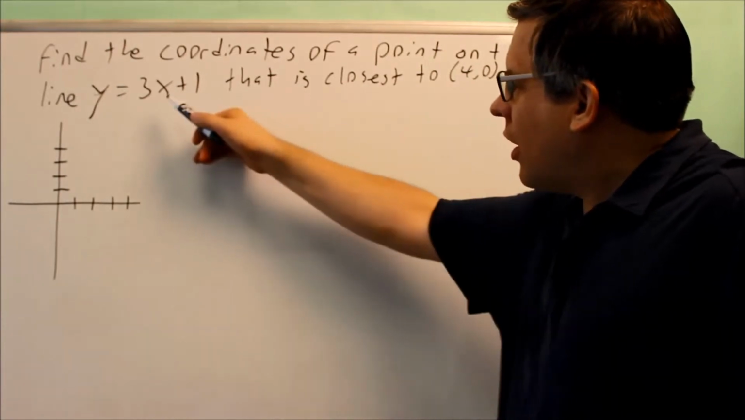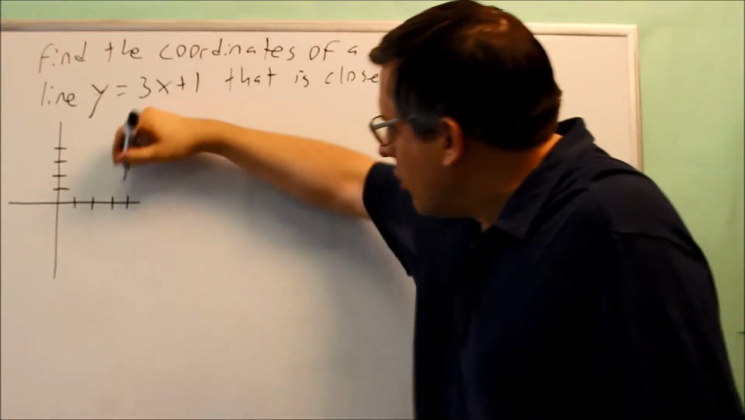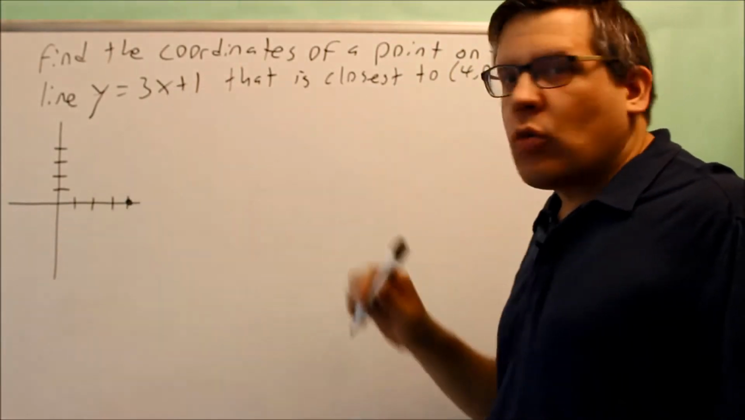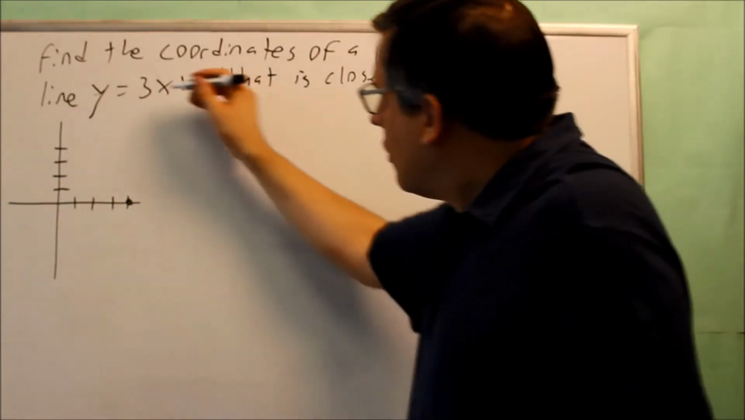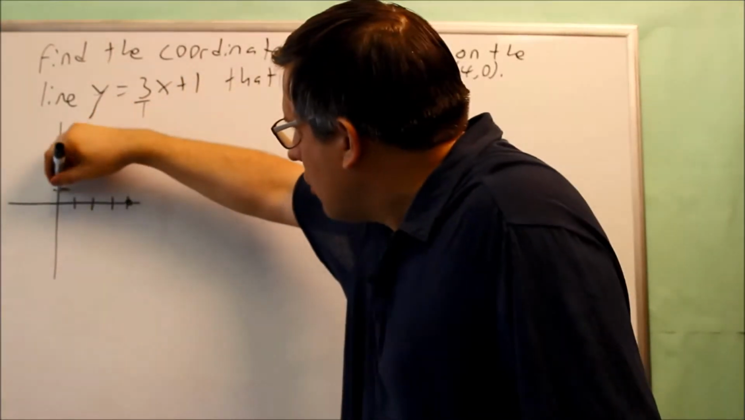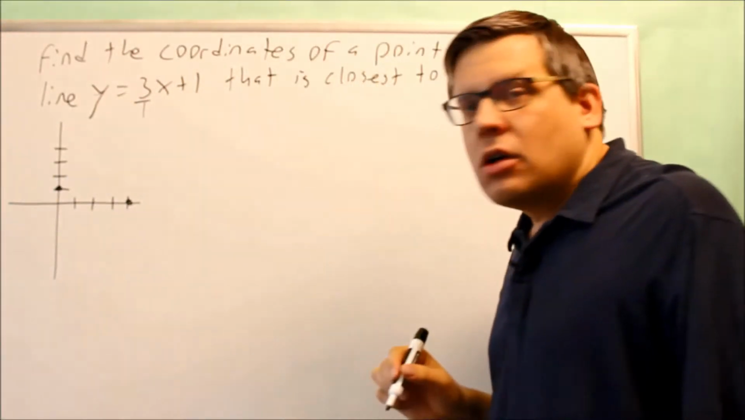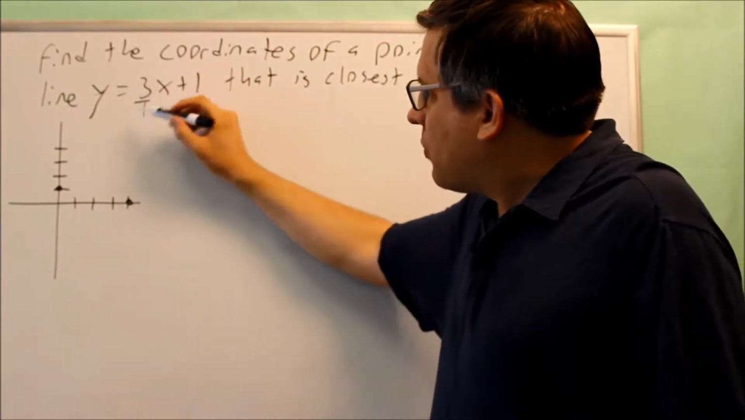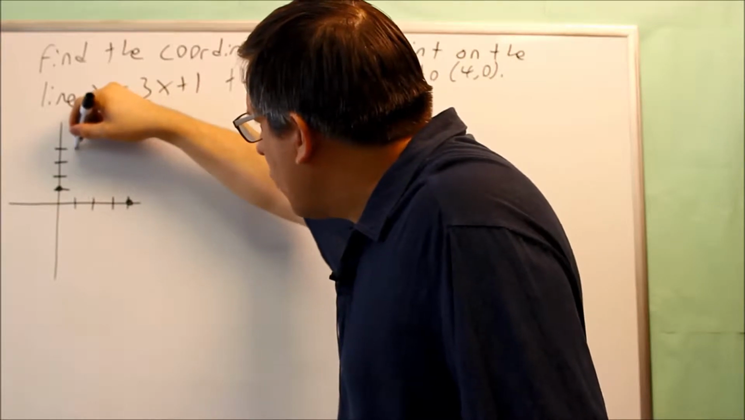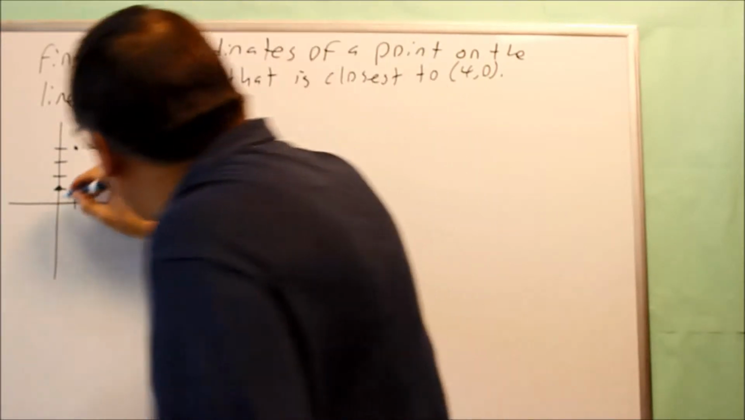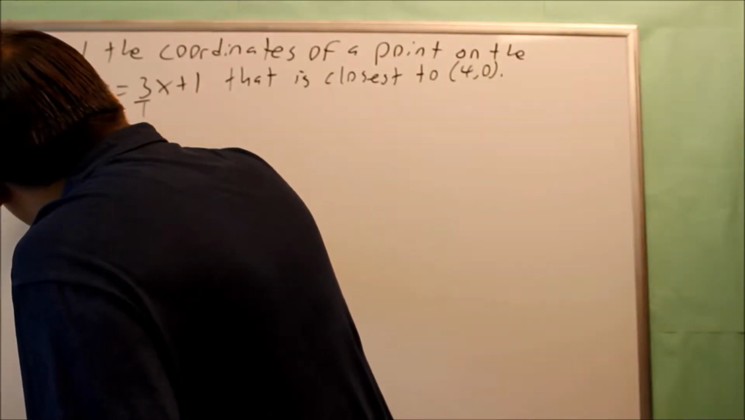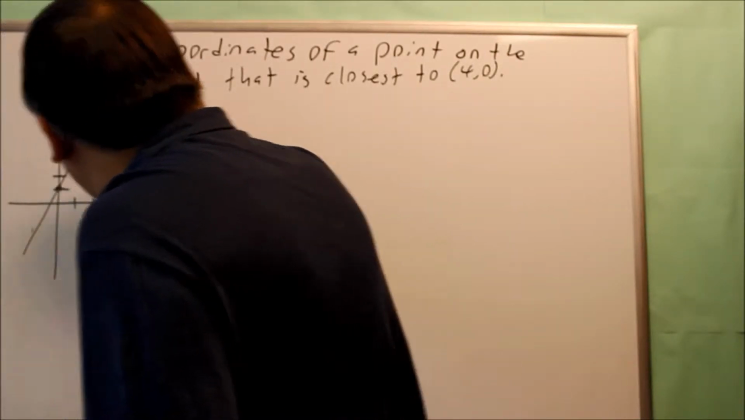So the point (4, 0) is going to be right here. I'm going to graph this line y equals 3x plus 1. The slope is 3 over 1. So you start from the y-intercept right here, and the top number is positive, so we're going to go up 3 and 1 to the right. So up 3, 1 to the right would be right here. And then we're going to connect those with a line, and that would be this one right here.